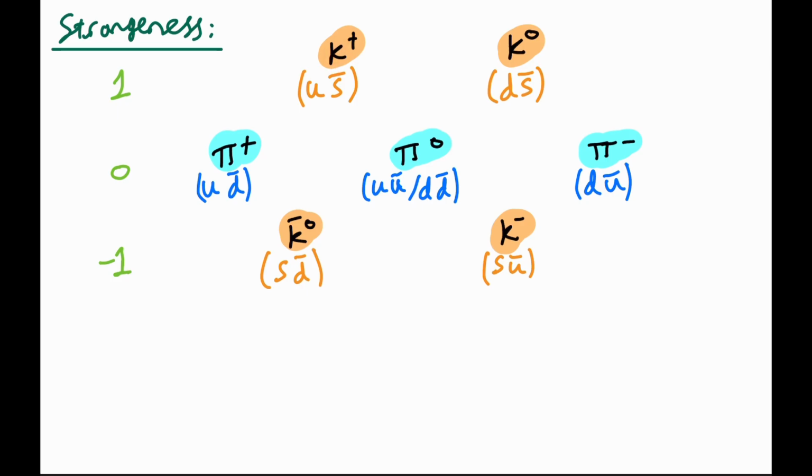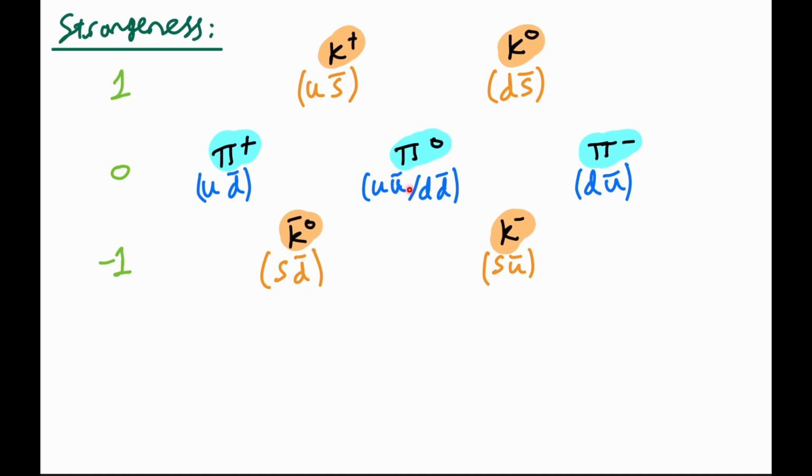And say the strangeness is 0, this is where you have the pions, where you have no strangeness. You have up anti-down, and if you find the charges, it should end up as +1 charge, so you can guess it's the pi plus. And then you have the pi naught, which is either an up anti-up, or a down anti-down, which if you add up the charges of this one or this one, you should get 0.